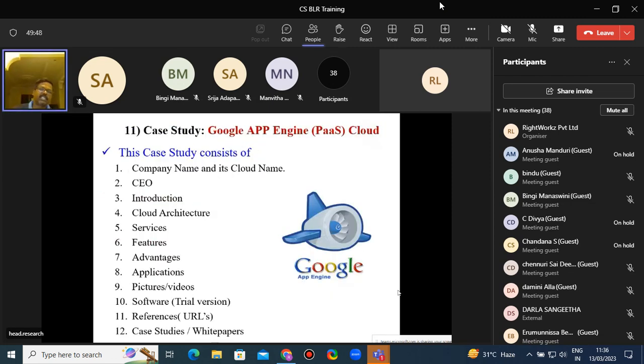Then the 11th case study is Google App Engine, Platform as a Service. This case study consists of company name and its cloud name, CEO of Google, Sundar Pichai, introduction. Google App Engine is a platform where you are writing Java code and performing all the operations. Cloud architecture, services, features, advantages, applications, pictures or videos, software trial version, references, case studies, white papers, etc.